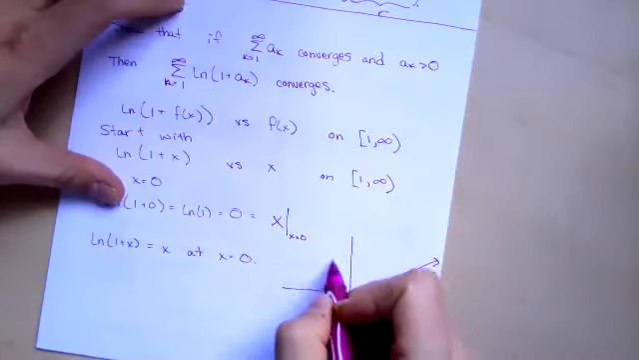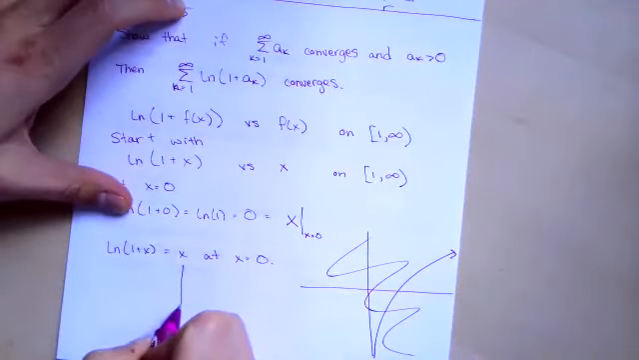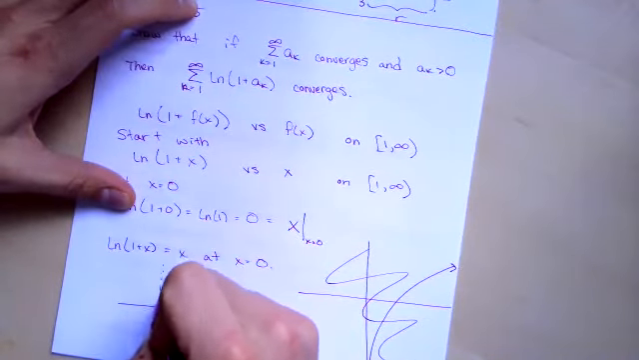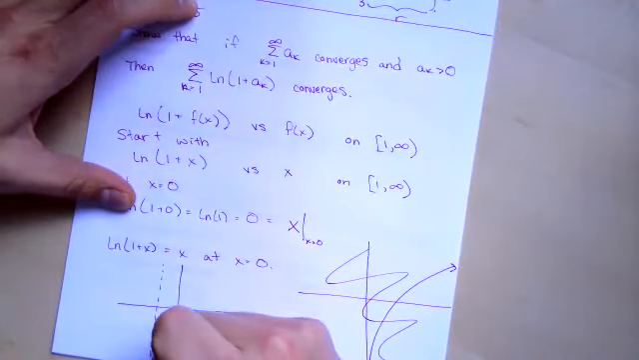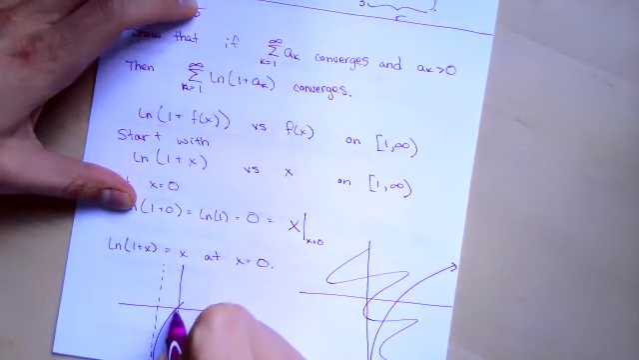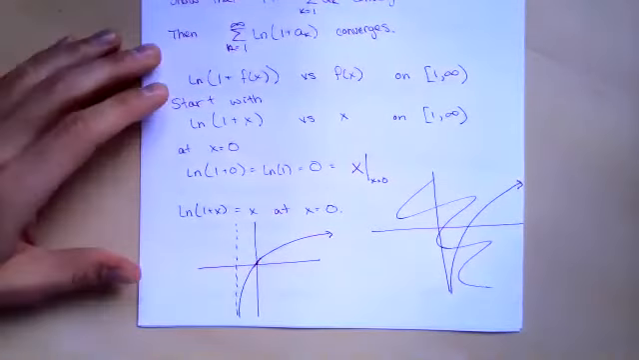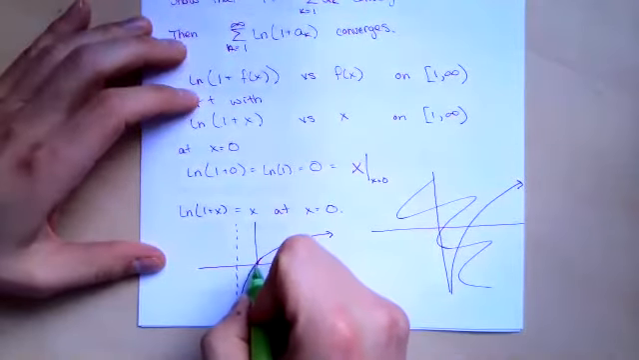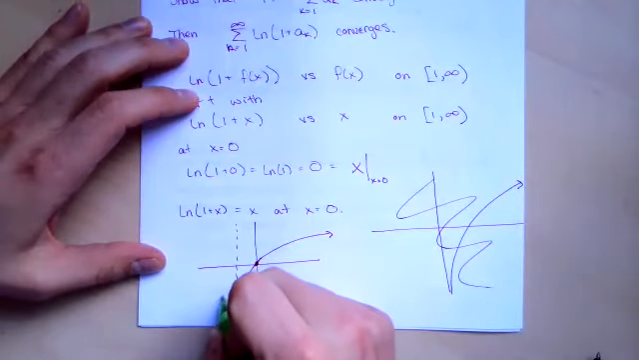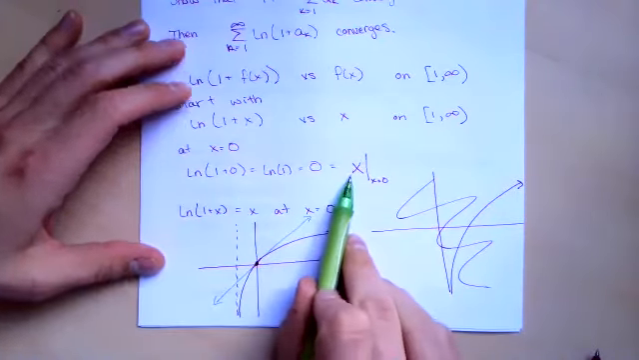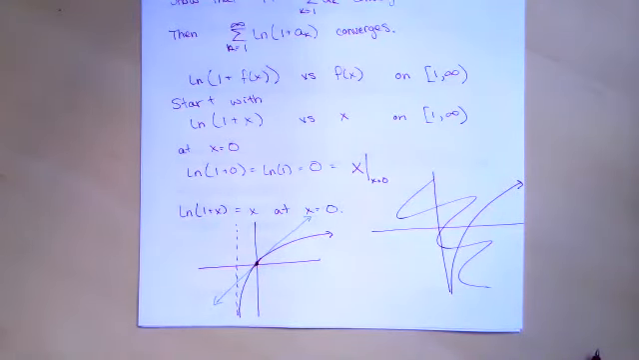Whoops, I didn't shift that, did I? So what should our graph look like? Natural log of 1 plus x is a normal natural log function shifted to the left by one. And it should go through the origin. It's going to be something like that. And then we found the tangent line to this, and we actually found y equals x to be the tangent line.